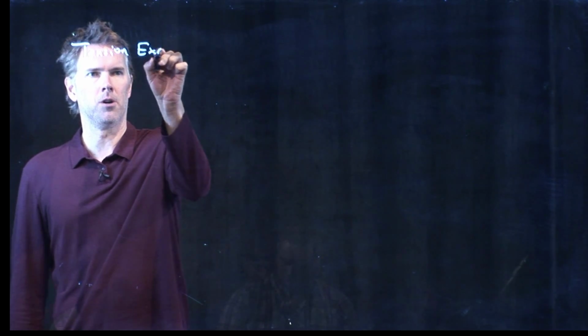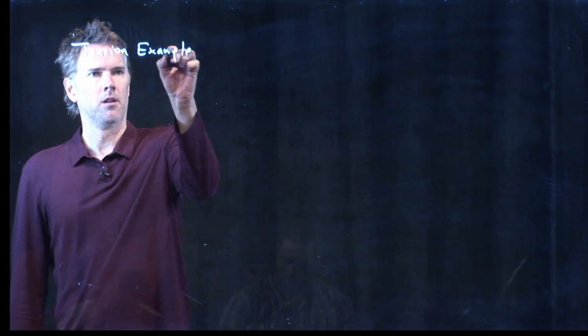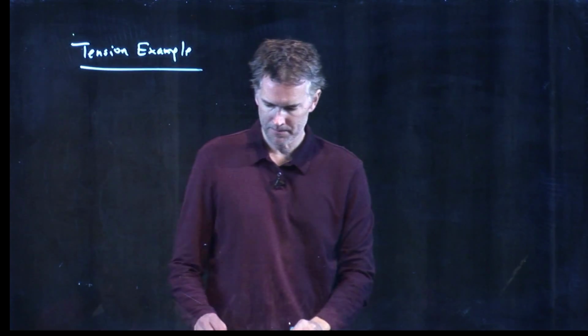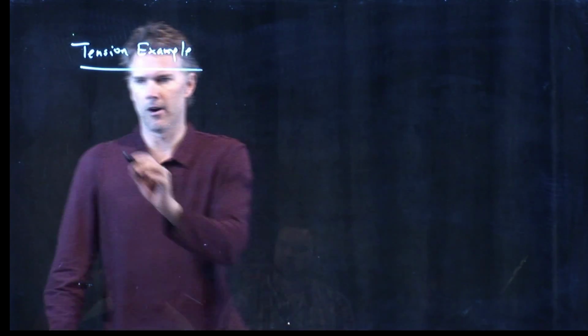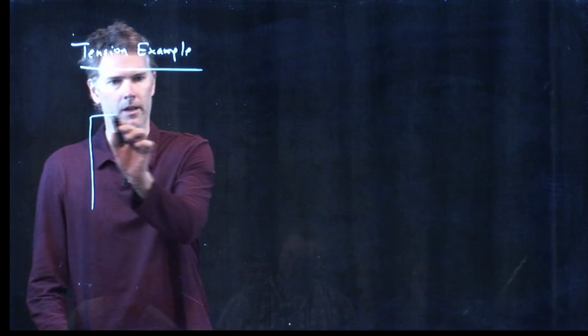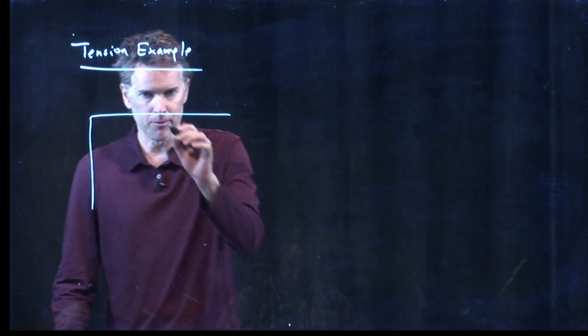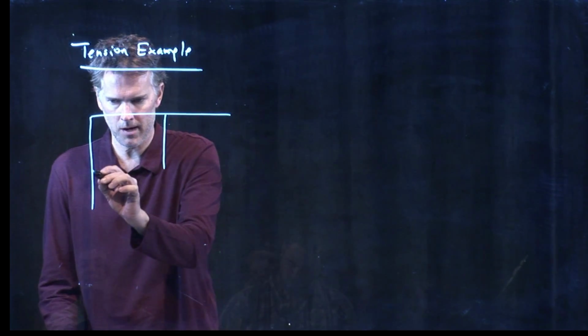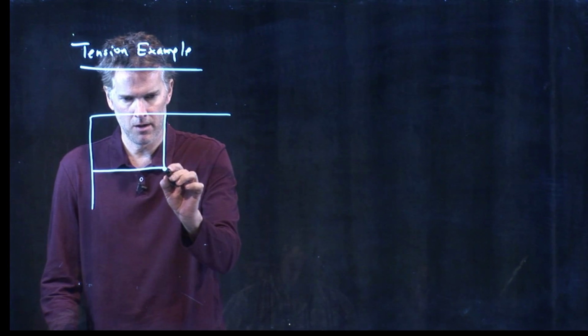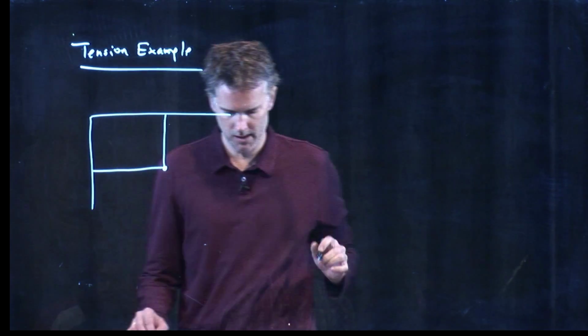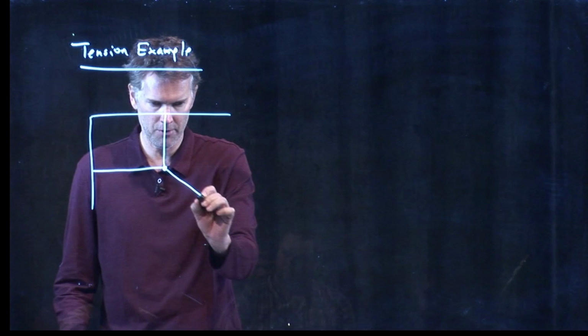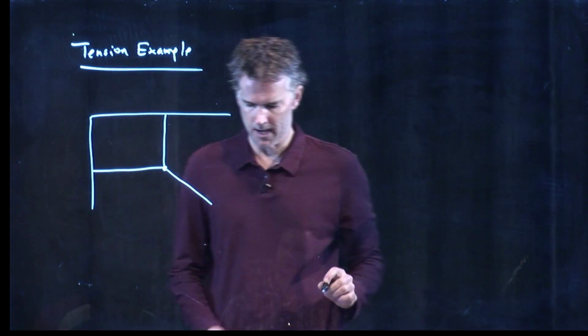Let's take a look at a tension problem. This was one that you guys recommended. And the problem looks like the following. We have a wall and a roof, and we have a rope coming down right there. We have a rope coming here. They're all tied together in a ring, and then there's a third rope coming down like that.